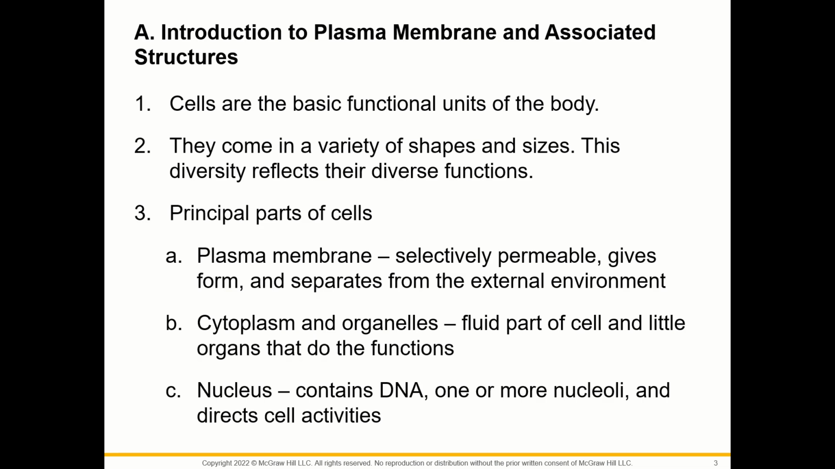Okay, so let's start with what the plasma membrane is and what the cytoplasm is, as I mentioned, and what gene expression comes from. So there are three principal parts of the cells: the plasma membrane, the cytoplasm, and the nucleus. And the plasma membrane is selectively permeable. It gives form and separates the cell from the external environment.